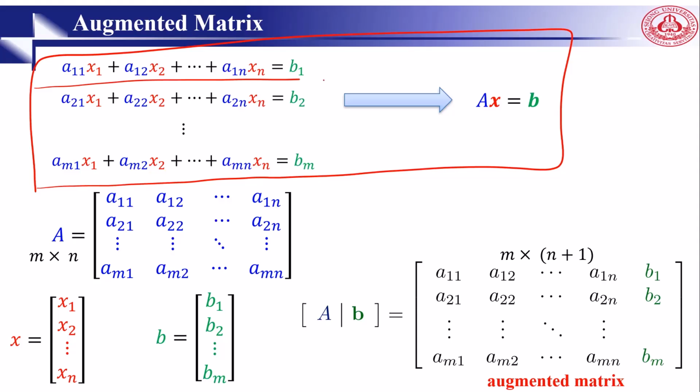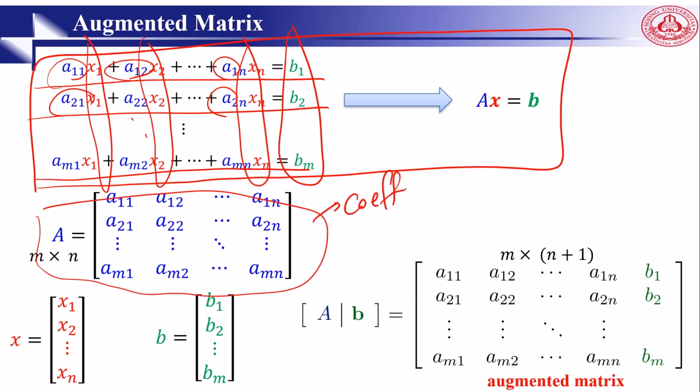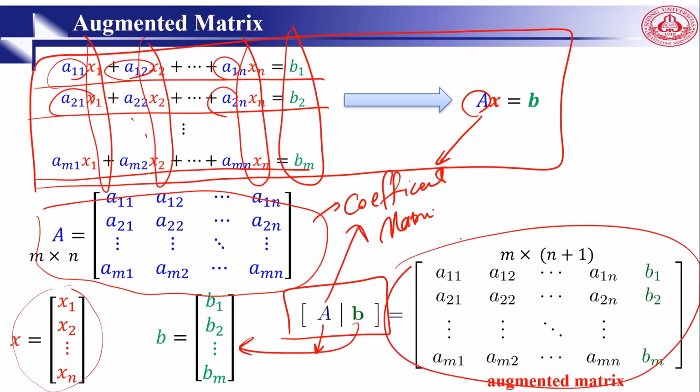So we have one equation, two equations, up to m equations, and we have n variables, and here are the constant terms. So this a11, a12, these are the coefficient matrix. This is our coefficient matrix A. Then we have variables, a vector x1, x2 up to xn, and also we have the right hand side, which is b. So the augmented matrix is like this: coefficient matrix and right hand side. If you put them all together, then we have the augmented matrix.